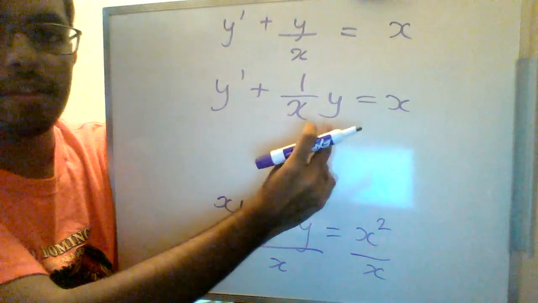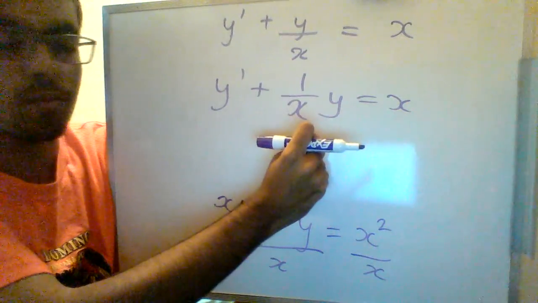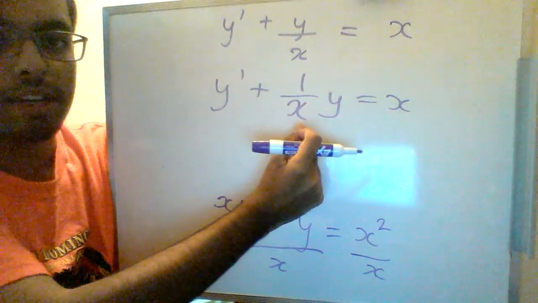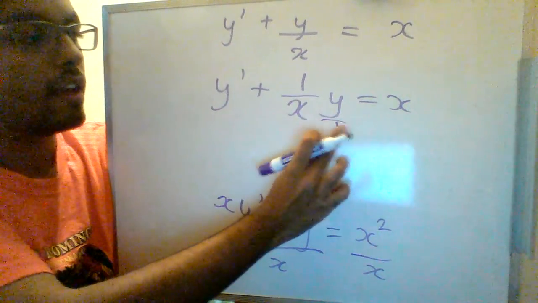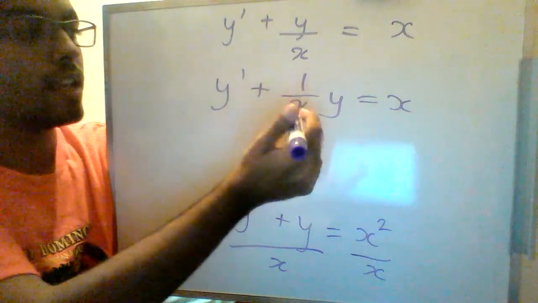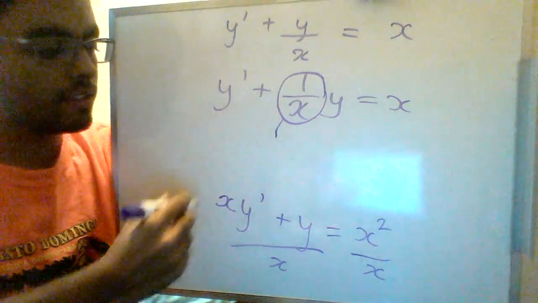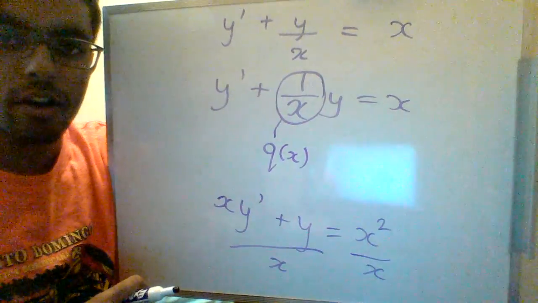It's because if you did the multiplication, you do numerator times numerator, because this is the same thing as y over 1, right? Numerator times numerator would give you y, and the denominator is x times the 1 that we're not seeing, and you'd get y over x. But we're writing it this way because now we can look at this part right here and say this is little q of x. All right?